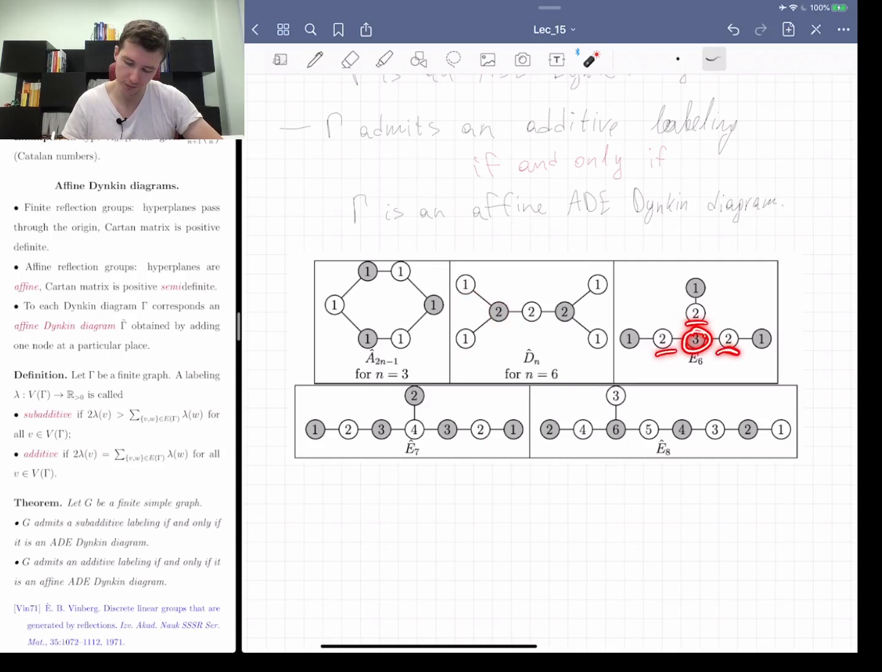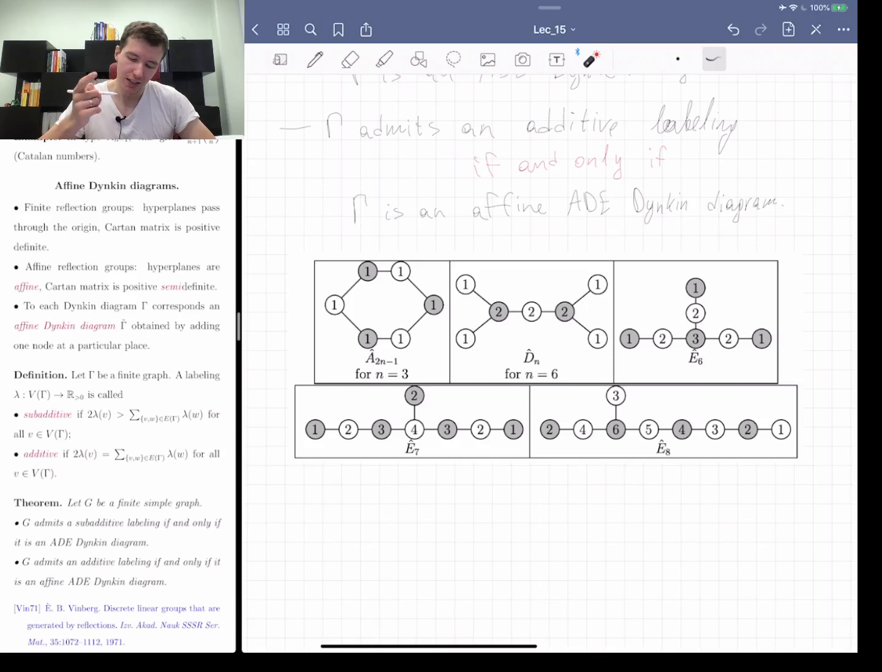You can see that these are colored black and white, but don't pay attention to this right now. We added this extra node to E7 and got E7 tilde. Then you just do 1, 2, 3, 4, 3, 2, 1, and put the extra node here, and then you get an additive labeling. For E8, similarly, it still doesn't look symmetric, but there is an additive labeling. 12 is equal to 4 plus 3 plus 5. So affine Dynkin diagrams are the only graphs that have such a labeling. Feel free to verify that at home.